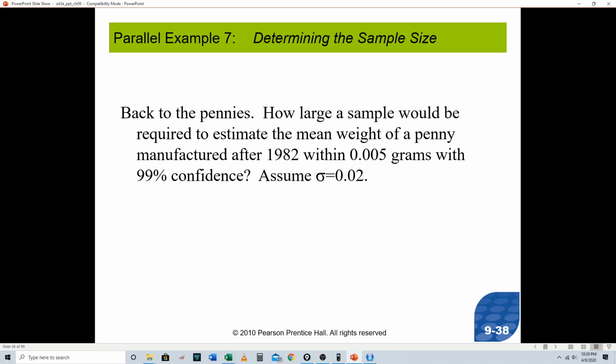Let's say we have, back to pennies, how large a sample would we require for our margin of error to be within 0.5 or 0.005? So let's do this.